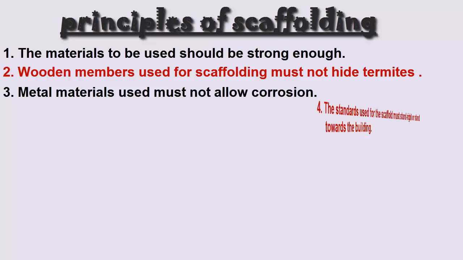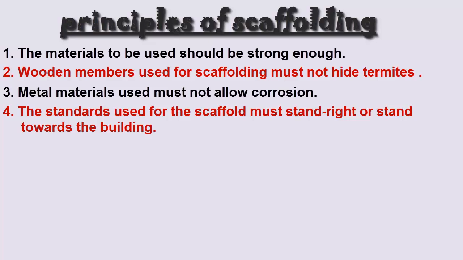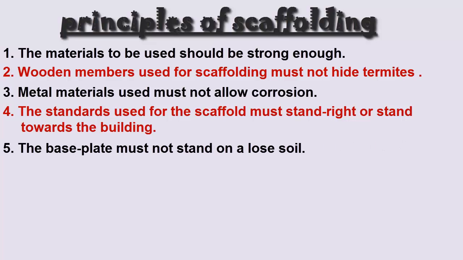Four, the standard used for the scaffold must stand upright or slant towards the building. It must stand upright or slant towards the wall that is going to support it. Number five, the foot, which is called the base plate, must not stand on loose soil. It must stand on a very strong base.